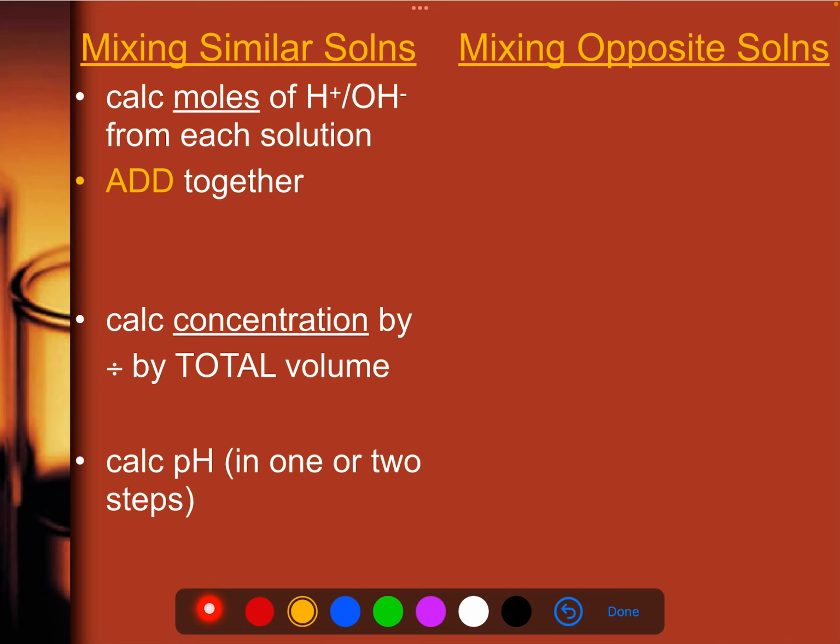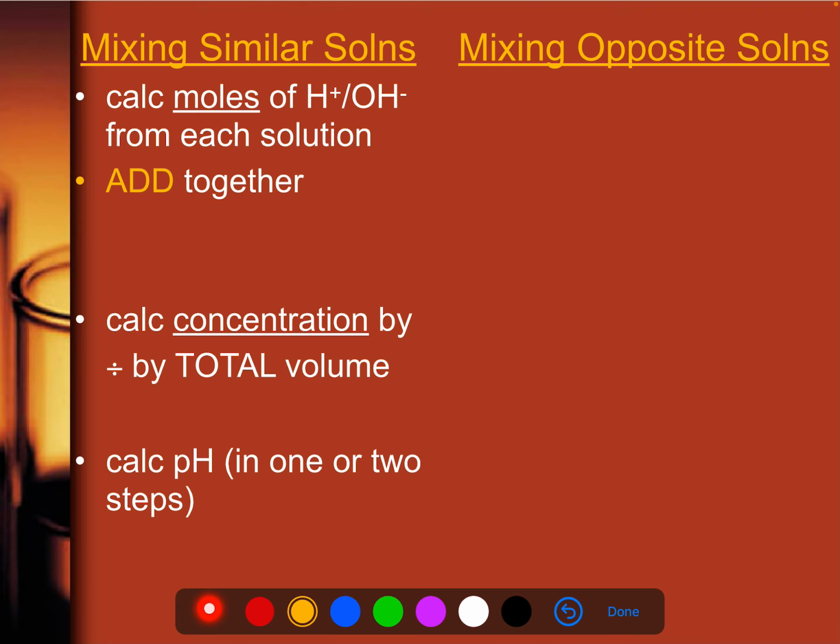And then we can find the pH in one or two steps. If we are dealing with hydrogen ions, once we get that new concentration, we can simply take the negative log of the hydrogen ion concentration to get pH. If we have hydroxide ion concentration, we can solve for pOH and then convert into pH.